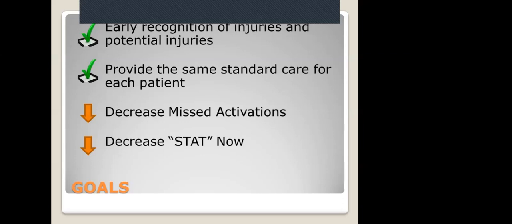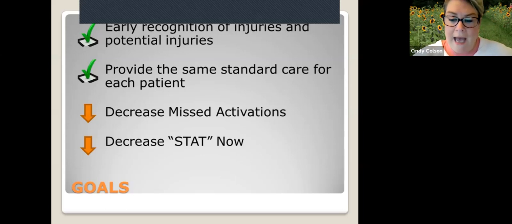Okay, let's keep moving. Our goals as the Department of Trauma and Burn Surgery is that we have early recognition of injuries and potential injuries. And I think that's important to remember. We may not find an injury, but we are more astute at finding those potential injuries. And I think that might be another reason why our criteria seems wide. But in reality, when looking at our criteria versus many other pediatric hospitals' criteria, we're pretty median in the road. We don't have a ton and we don't have too little. I feel like we have just about right.